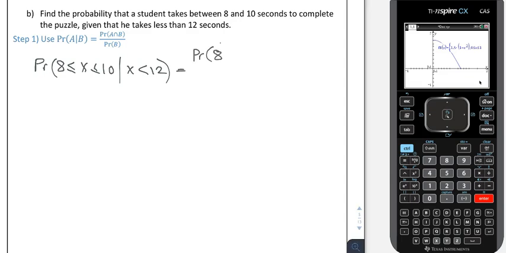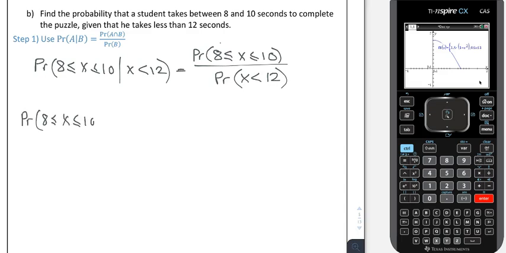So it's a given, so the top is the intersection of the two. The only place that x is between 8 and 10 is between 8 and 10, so this 12 part actually doesn't affect what's on the top, so the intersection of these two is just this. The bottom, the denominator, is just the probability of x being less than 12, which is what we've just calculated above. We will have to calculate the probability of x being between 8 and 10.